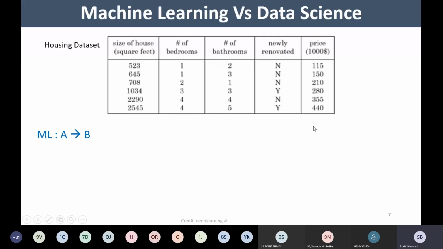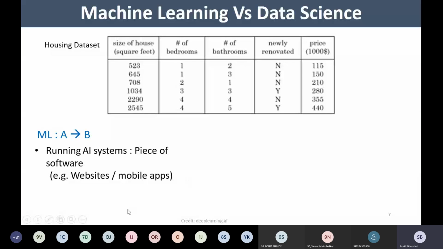If I'm using ML, I have some kind of software with me, maybe a mobile application, a website or something like that. And by making use of that application, if anybody inputs this A, that is the input provided to the system, it is possible for the person to predict the price of the house. So this is how the machine learning system works. It is a kind of mapping between the parameters.